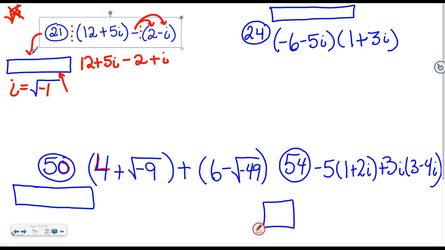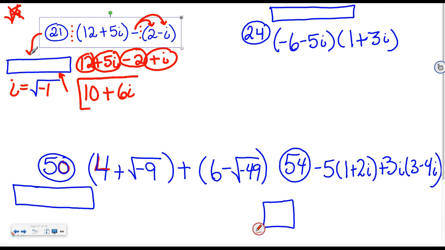And now we play a game of combining like terms. I would like you to circle the 12 and circle the 2 with the sign in front of it. So this is really 12 minus 2, or 10. And then we have positive 5i plus 1i, which makes 6i. Not i squared. 5 apples plus 1 apple is 6 apples. We don't square it. So my final answer to this is 10 plus 6i.